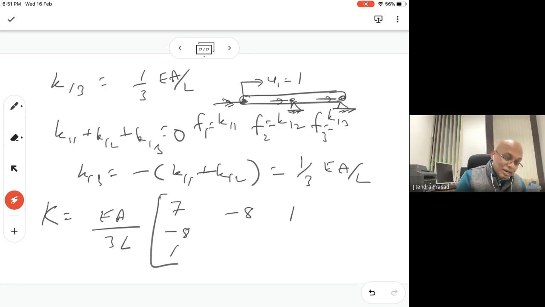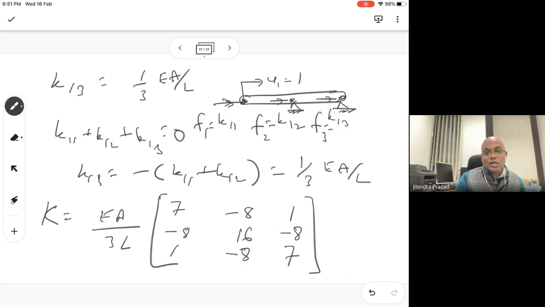Since we know that this 7 has to appear here, we can also write 7 here. If you write 7 here, the total has to be 0, so it will be minus 8 here. If it is minus 8 here, you also get minus 8 here as well, symmetric, because this is minus 8, this is minus 8. The total has to be 0, so you get 16 here. And you have the stiffness matrix constructed.